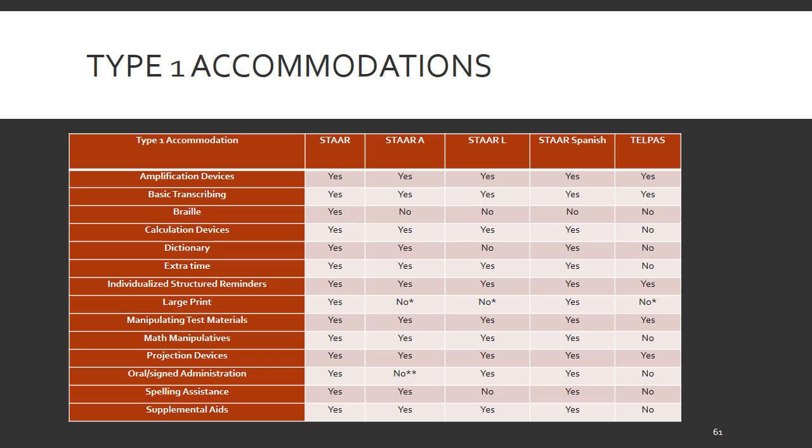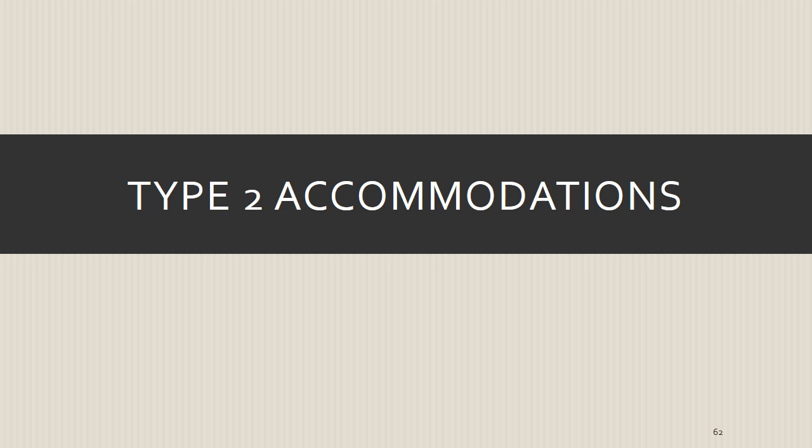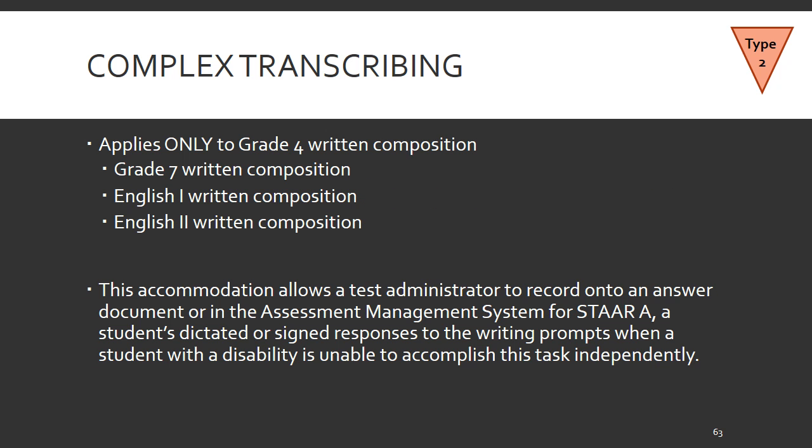Type 1 Accommodations Chart. Type 2 Accommodations. Complex transcribing applies only to Grade 4 written composition, Grade 7, English 1, English 2 written composition. This accommodation allows a test administrator to record onto an answer document or in the assessment management system for STAAR a student's dictated or signed responses to their writing prompts when a student with a disability is unable to accomplish this task independently.